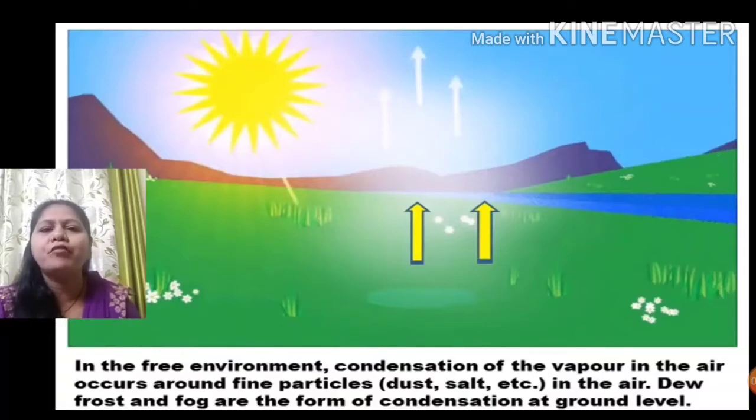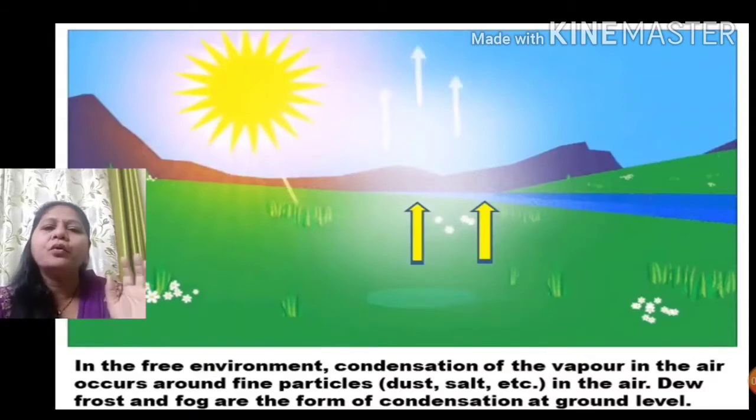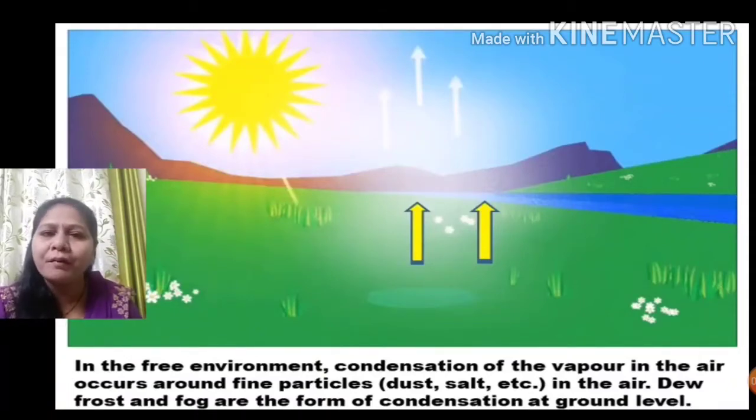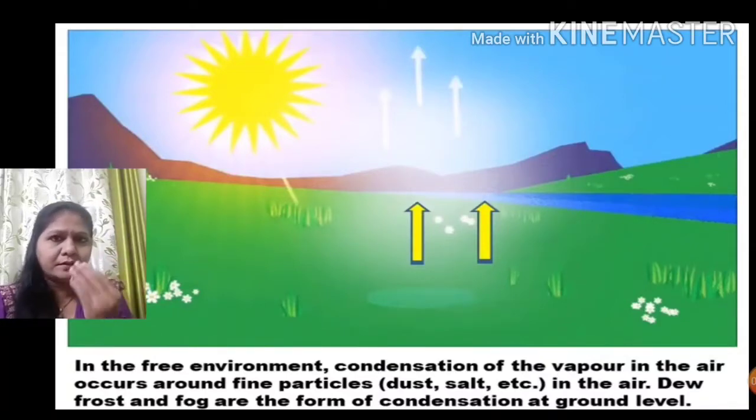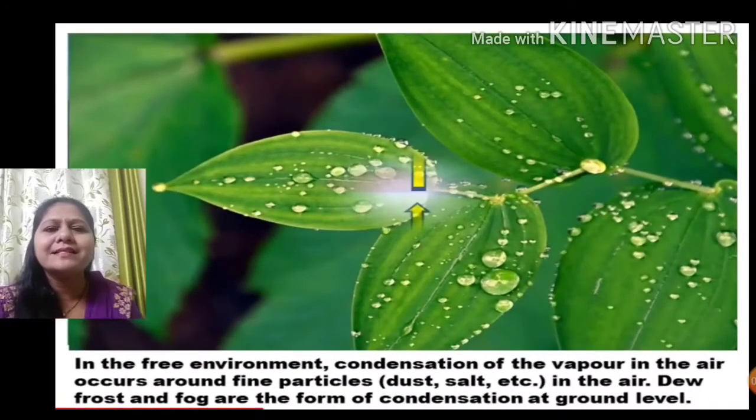Frost means what? Frozen. At a higher altitude, what happened? The moisture which is there in the air, due to cold temperature, turns into frost, means it turns into ice. Fog means what? When a lot of this moisture comes together, they are visible, you can see them, and that we call fog. You can see this example from here.